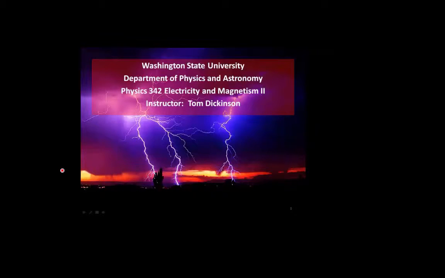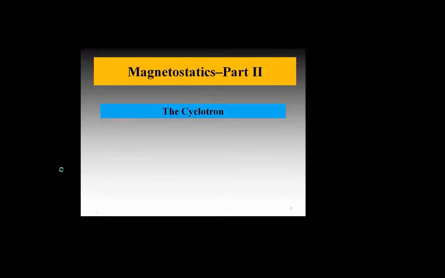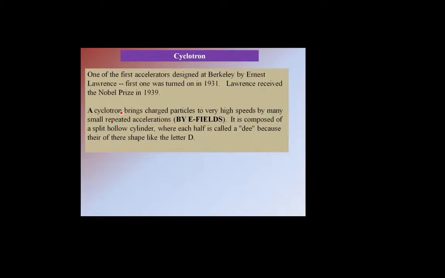So I'd like to talk about the cyclotron because it uses many of the concepts that we did last time. The cyclotron is an accelerator, and it's one of the first accelerators, and it was designed at Berkeley by Ernest Lawrence. He was the first one to do such a type of accelerator, and it was turned on in 1931. He received a Nobel Prize in 1939 for this accelerator and for the physics that he did with it.